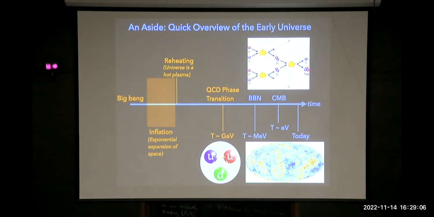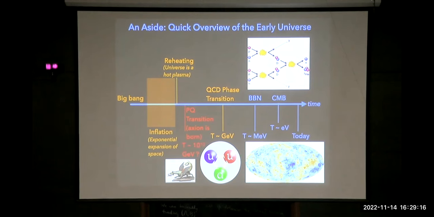Okay, that's cosmology. So I'm going to add one additional line here, which is when the axion is born. And I'll tell you more about what I mean by the axion is born. But the axion is born also through a phase transition, similar to this strong nuclear force phase transition. But this is expected to happen at a very high scale, scales 10 to the 10 GeV or even higher.